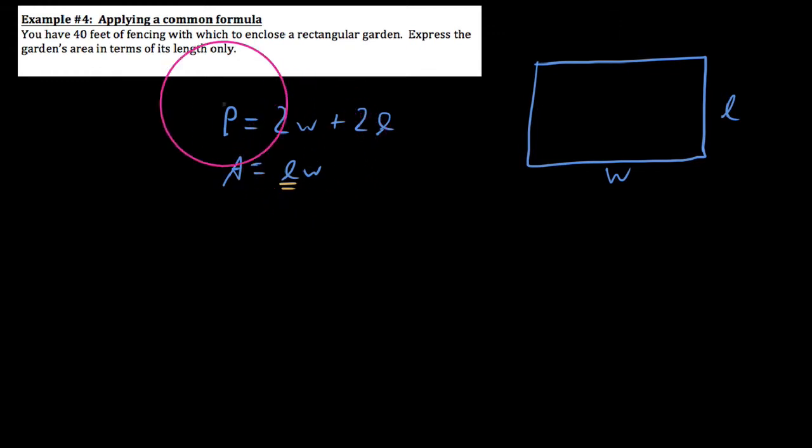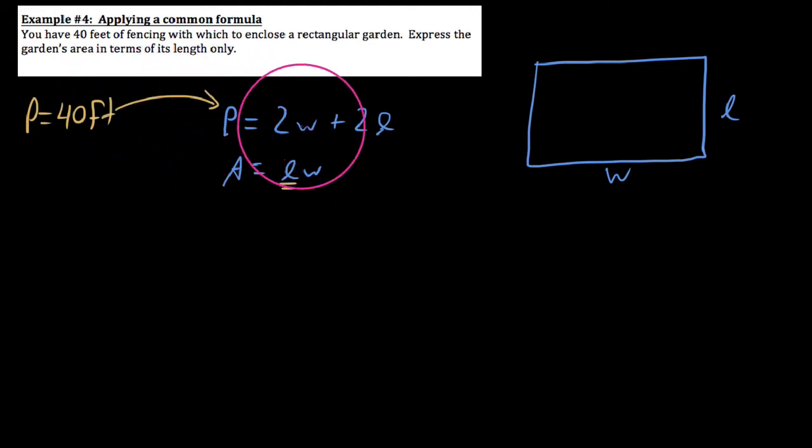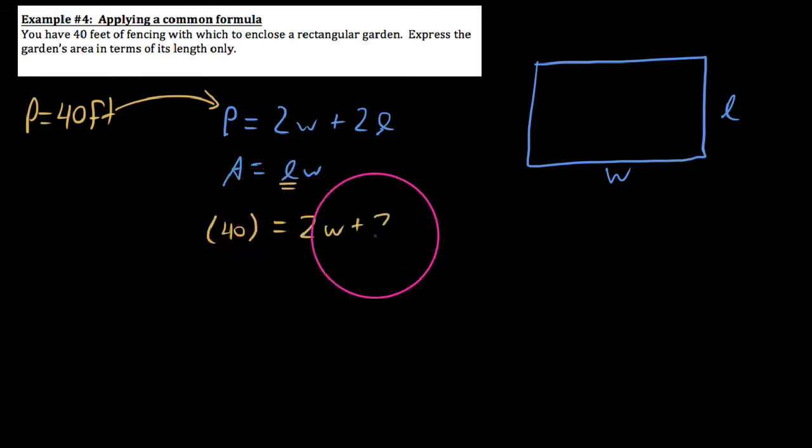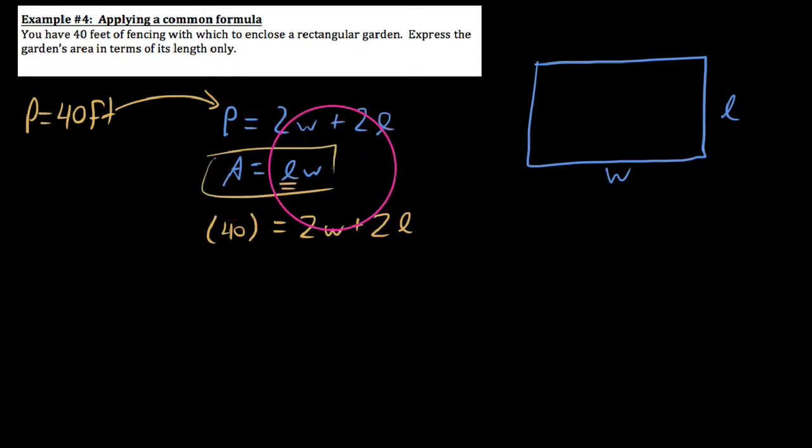In order to do this, we're going to plug in this piece of information we were told right off the bat. If we know that the perimeter is 40 feet, this allows us to substitute that into this equation up here. So we say 40 feet is equal to 2 widths plus 2 lengths. What we wanted to do in the first equation was rewrite it so that it's only in terms of L's, with no W's. So our method is going to be this.